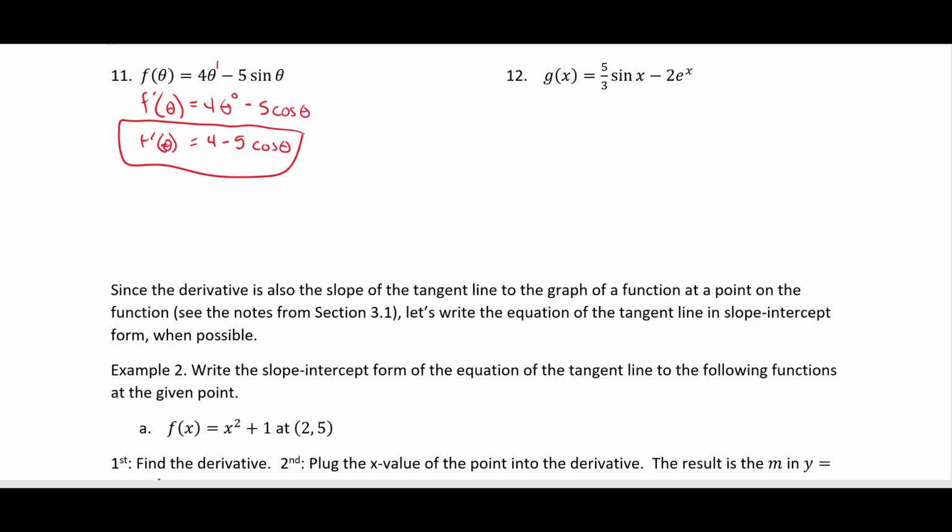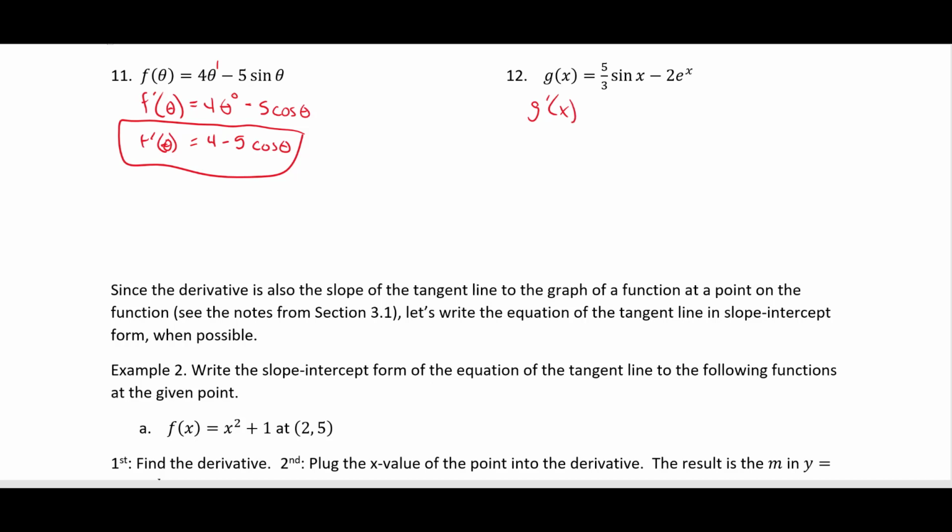And the last one of these, so g of x is equal to 5/3 sine x minus 2e to the x. Same idea. We're using multiple rules. We're using the constant multiple rule, the difference rule, and the derivative of sine x and the derivative of e to the x. We're using all of those rules. But again, we're going to do it kind of in stepwise.